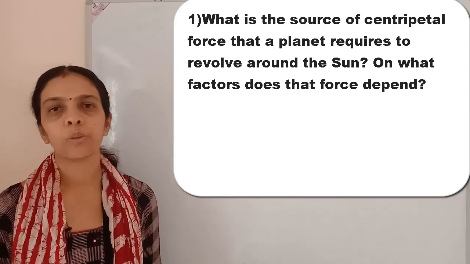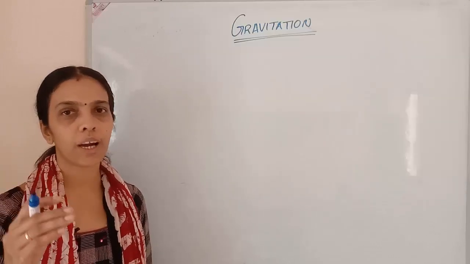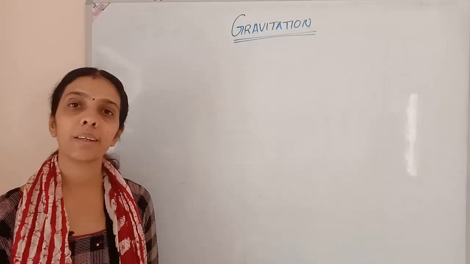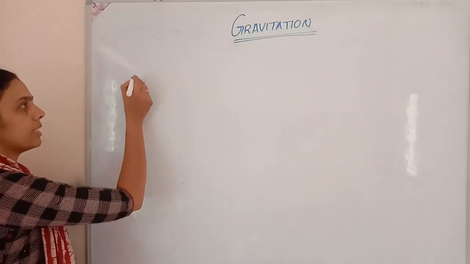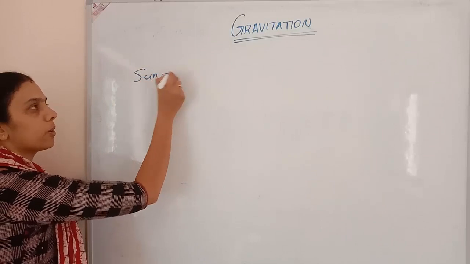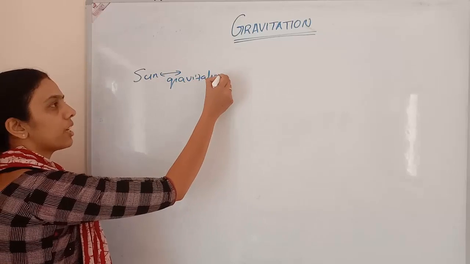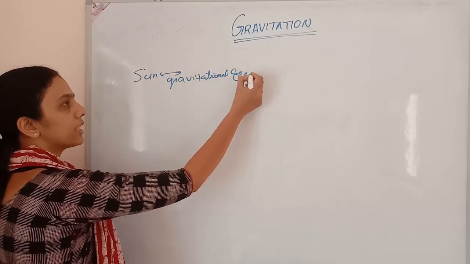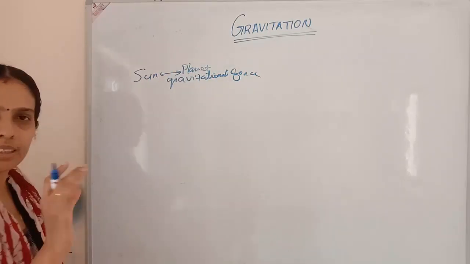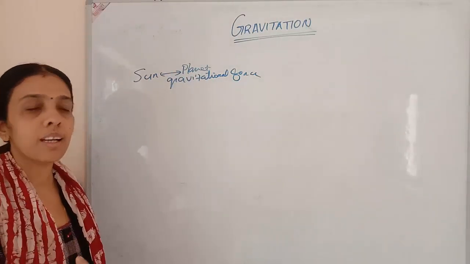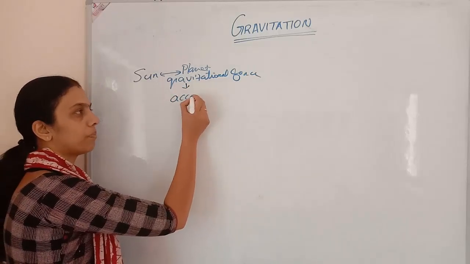the sun? The necessary centripetal force will be provided by the sun. From where is the sun getting that necessary centripetal force? See, the force will be coming because of the gravitational force, which is there between the sun and the planet. Between the sun and the planet, a gravitational force is there. That gravitational force will give the acceleration.